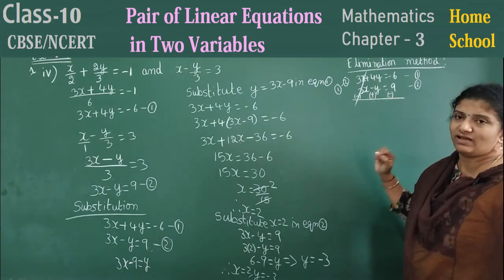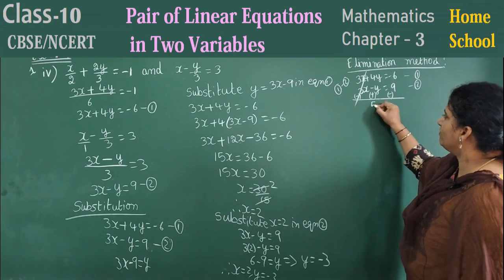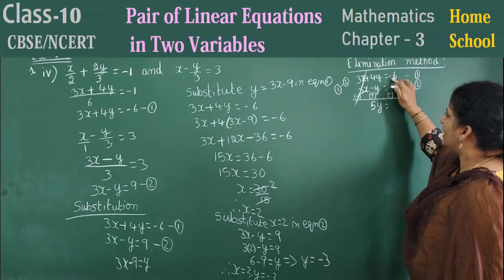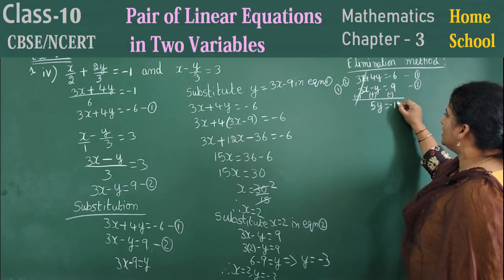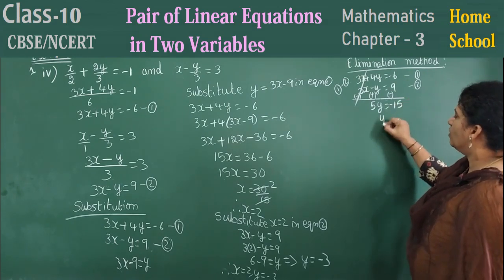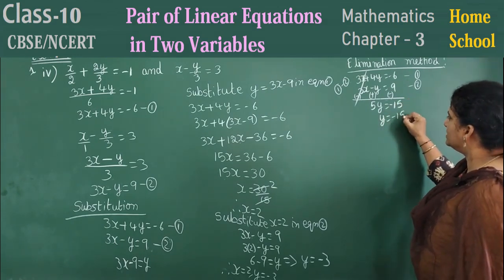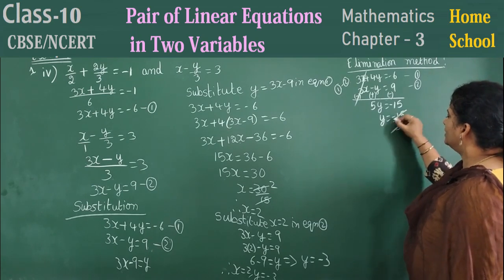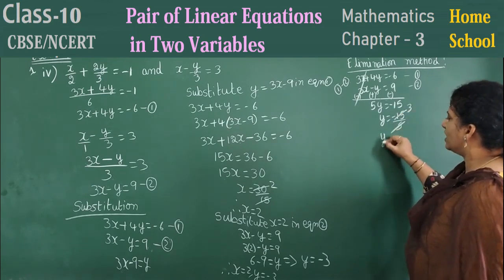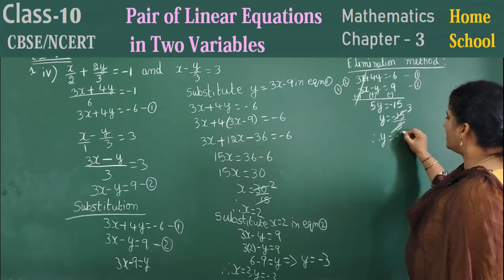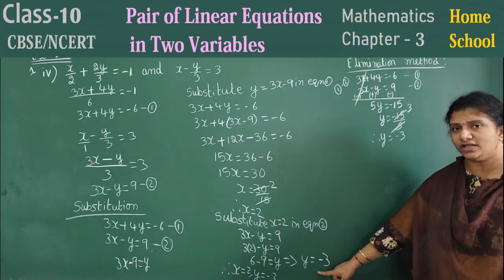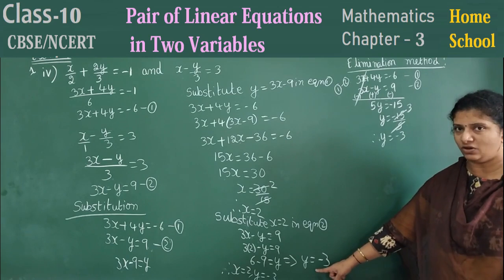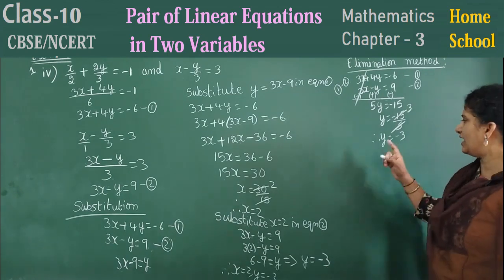4y plus y will be how much? 5y. Minus 6 minus 9, it will be minus 15. y is equal to minus 15 by 5. That is 5 3s are 15. Therefore, y is equal to minus 3. Is this the same answer we got in substitution method? Yes, no? Now let's find x value.